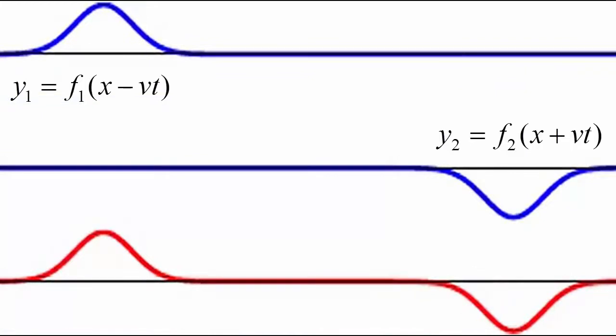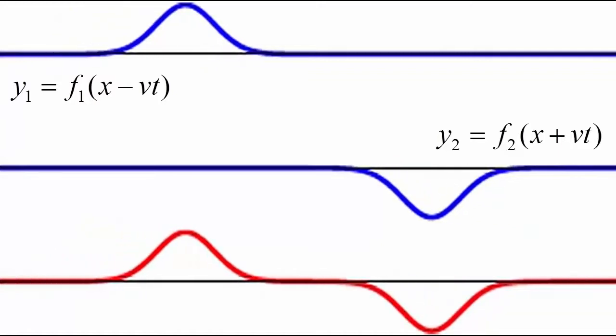Let's now consider the two pulses again, except one is inverted. The pulse in the upper blue line displaces each point of the chord along the positive y direction, while the pulse in the lower blue line displaces each point of the chord along the negative y direction. The red line again represents both pulses when moving simultaneously on the same chord.